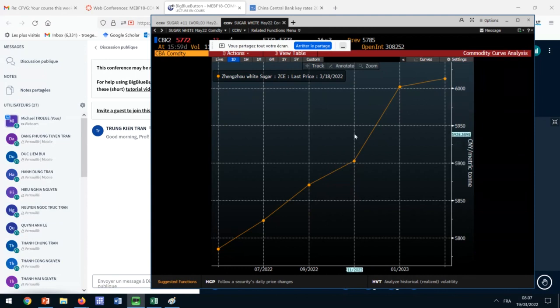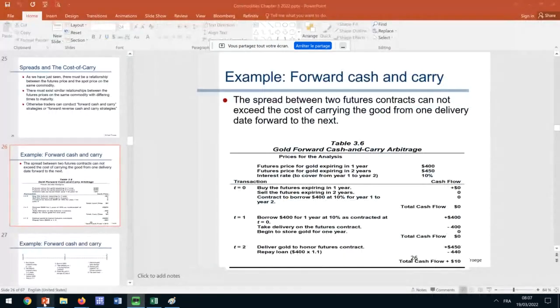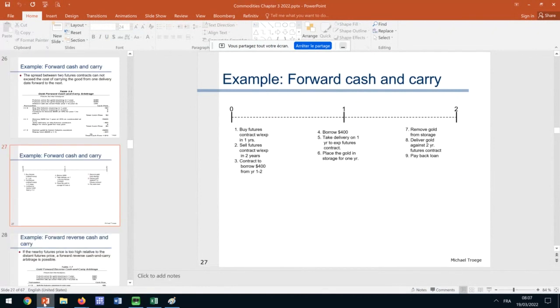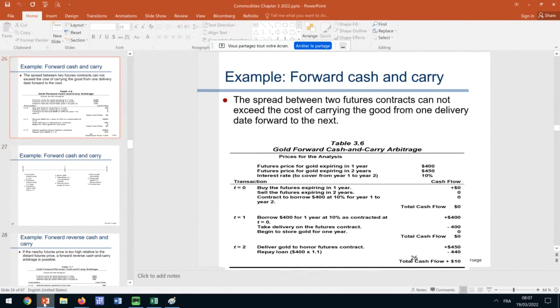You could buy this contract and sell this contract, and then have a forward loan between November 22 and January 23, and with a little bit of chance, the kink will disappear by the time you have arrived, and you need to carry out your cash and carry strategy. Okay, so this is forward cash and carry. Here's the precise explanation, but I think it was clear from the example.